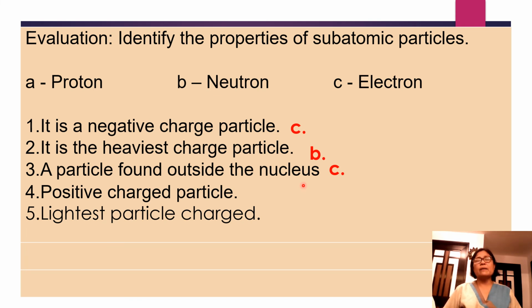Number 4, positive charged particle. And what is your answer, class? Your answer is letter A, which is proton. And number 5, it is the lightest particle. So the answer is letter C.